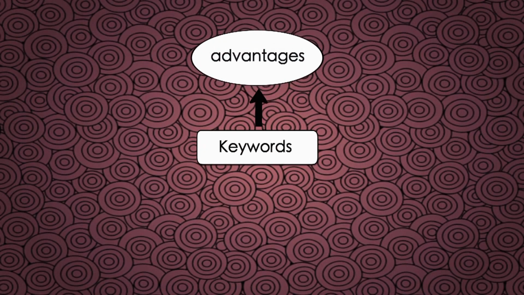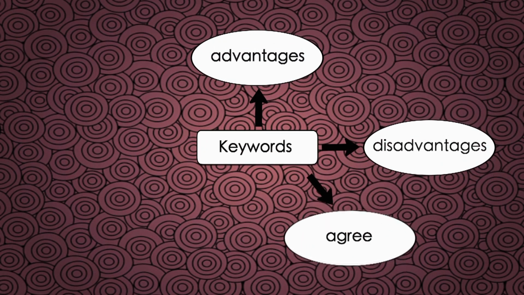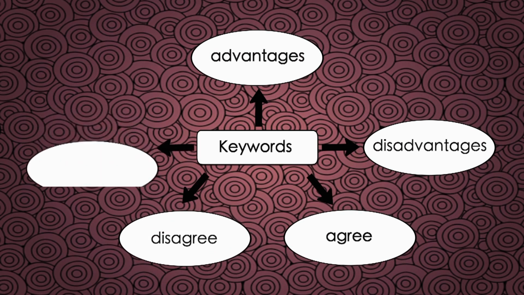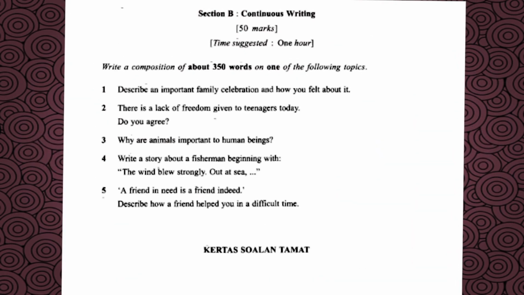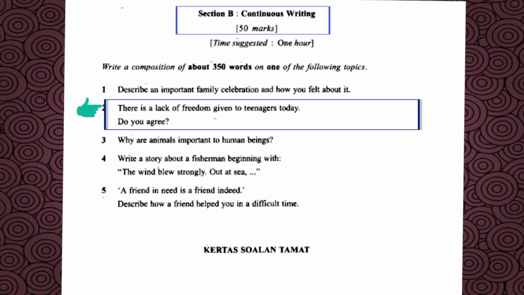An easy way to spot an argumentative essay is by looking for certain keywords like advantages, disadvantages, agree, disagree, discuss, and so on. For example, the SPM English language paper in 2014. There was an argumentative writing task in Paper 1, Section B. The task was, there is a lack of freedom given to teenagers today. Do you agree? This is clearly an argumentative essay because the task requires you to state whether you agree or disagree with the statement.